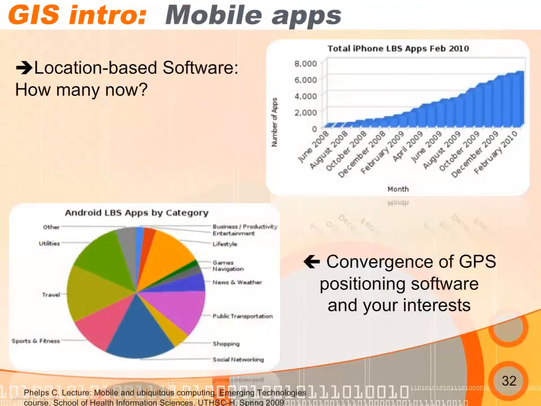Of course, one way that GIS is affecting everyone's lives is through the use of mobile apps. Location-based software has become very popular, with the top chart here showing the total number of iPhone apps that were based on location. In addition, we can see that there are many GPS positioning software that can be combined with a variety of interests for the Android.